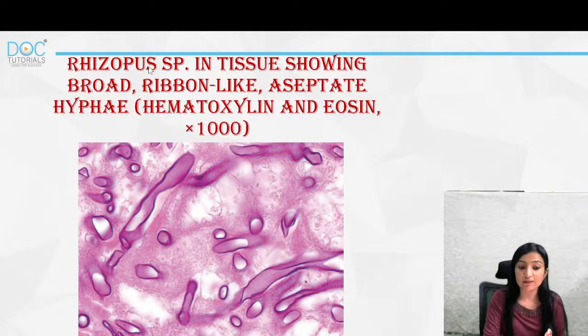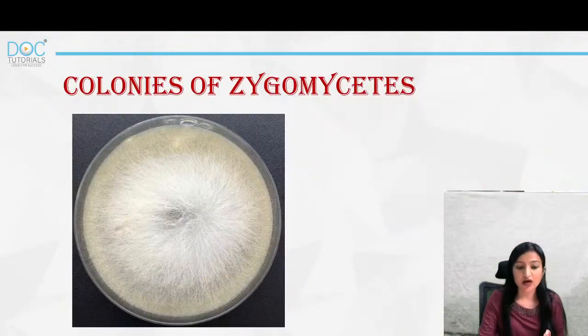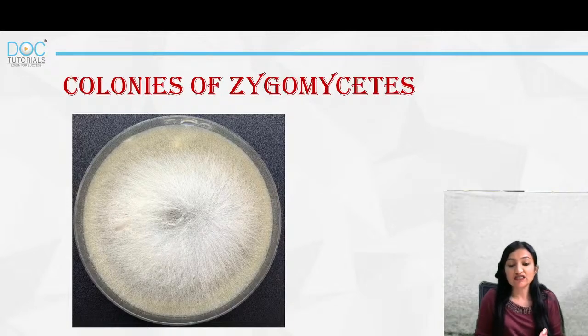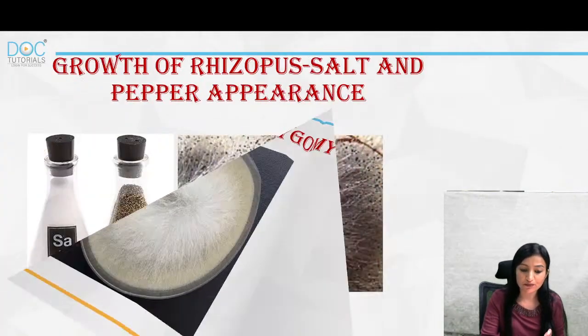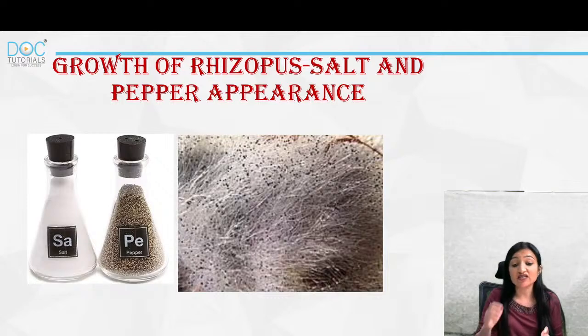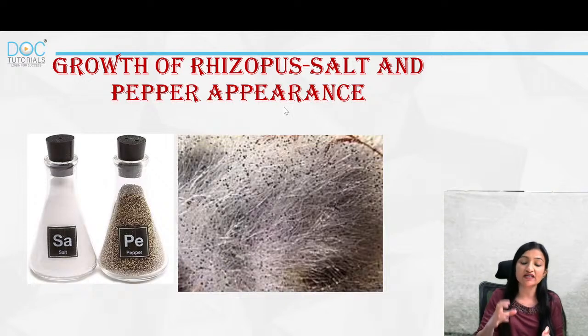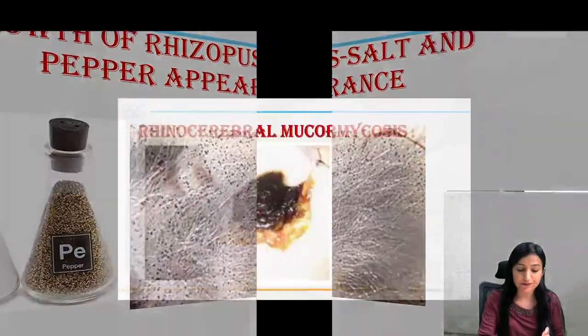And this is the picture of Rhizopus in tissues, again depicting the broad, ribbon-like aseptate hyphae. This is H&E stain. Now the colonies of Zygomycetes have a typical description referred to as cotton woolly colonies, as you can see in this picture. And specifically as far as Rhizopus is concerned, the colonies look very similar to salt and pepper. Hence the colony description is given as salt and pepper-like colonies.